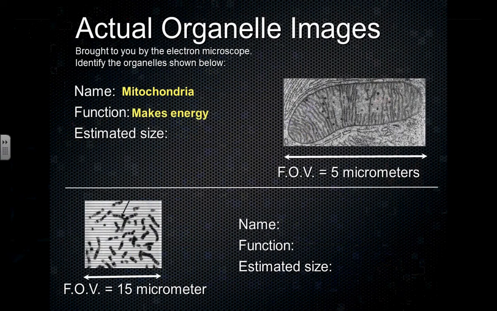And for these, sometimes we give an estimated size. In this one, we're just going to say about 5 micrometers. You can see this field of view is about 5 micrometers, and the mitochondria basically takes up all of that space. So mitochondria, they're pretty small.